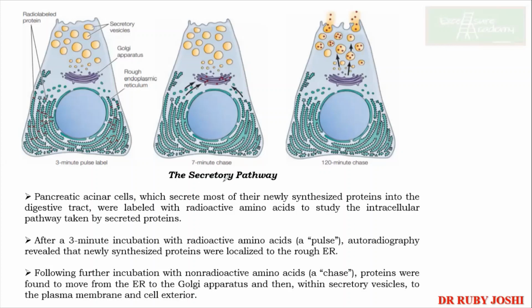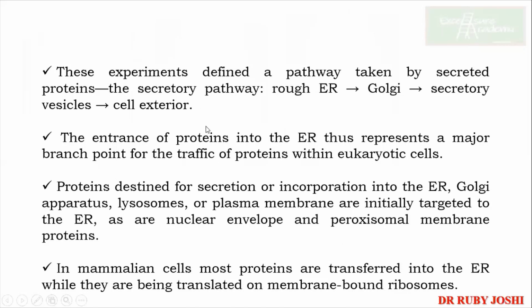So this is how they understood what is the path followed by a protein. This was the example of a secretory protein, and that's how they saw that from rough ER to Golgi to secretory vesicles to the outside. This is the path they followed, and similarly they have done it for different proteins, and that's how we understood like mitochondria में क्या जाता है, chloroplast में कैसे जाता है. So all those things at the structural level, everything was studied. So these experiments defined a pathway which was taken by the secretory proteins: rough ER, Golgi, vesicles, and the cell exterior.